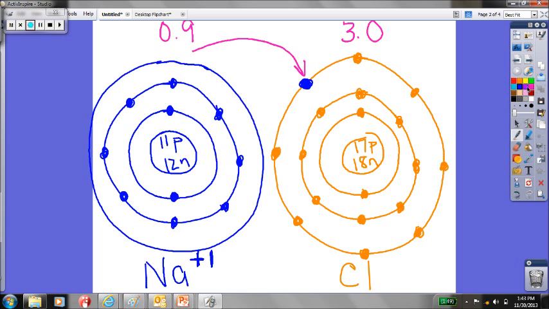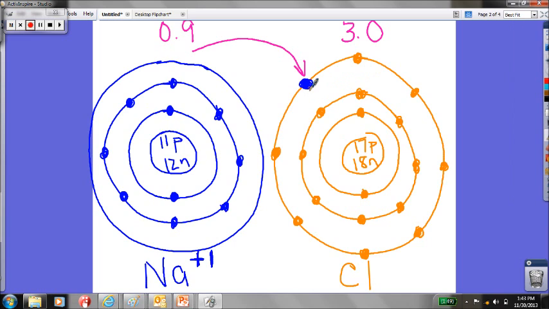When I go over to the chlorine, because the chlorine stole that electron from the sodium, it now has a full valence shell, so it's very happy. But if I look at the charges, chlorine has 17 positive charges, but now it has 18 negative charges. And so it has an overall -1 charge because it has one more negative charge than positive charge. And so what happens is because opposite charges attract, they're going to stick together in a crystal lattice.